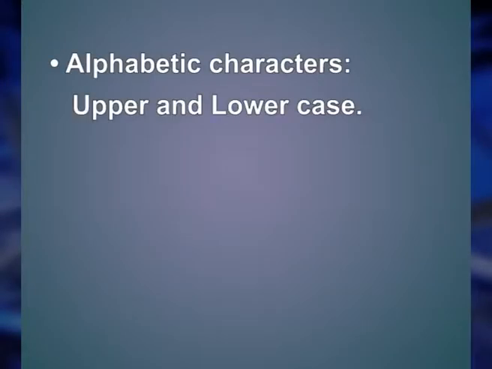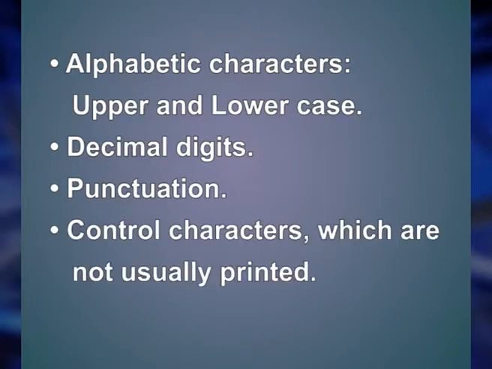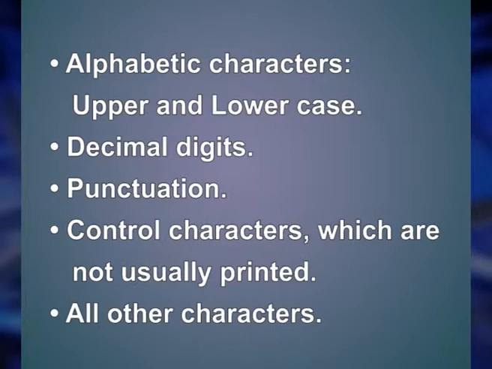Basically, there are 5 classes of characters which are given below. The first one is the alphabetic characters, that is the upper and lower case, then decimal digits, then punctuation, and then the control characters which are not usually printed, and any other, that is all other characters.